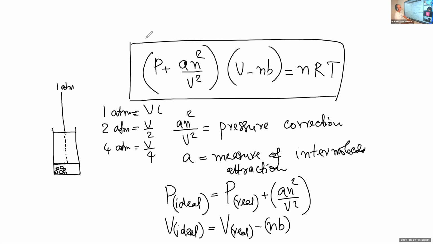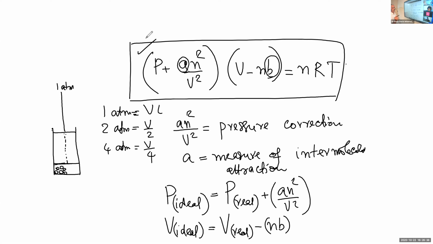Now we can apply this in the previous PV equals nRT equation, so that you will get this equation: P plus an square by V square, into V minus nB, is equal to nRT. That is the real gas equation, or the van der Waals equation for real gases. Here a and b are also known as van der Waals constants.